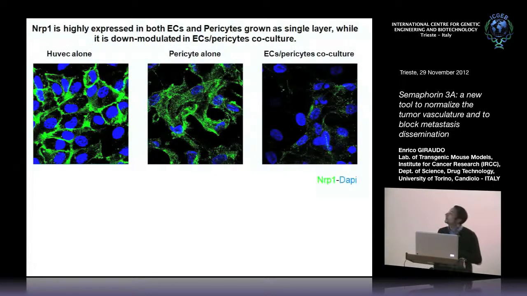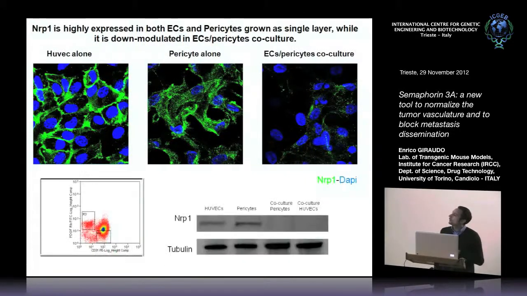And this was confirmed when we did our co-culture system and purified the cell populations by FACS sorting. You can see here that neuropilin 1 is expressed in both pericytes and HUVEC, but when you put them to grow together and purify them from the co-culture, neuropilin 1 disappears.